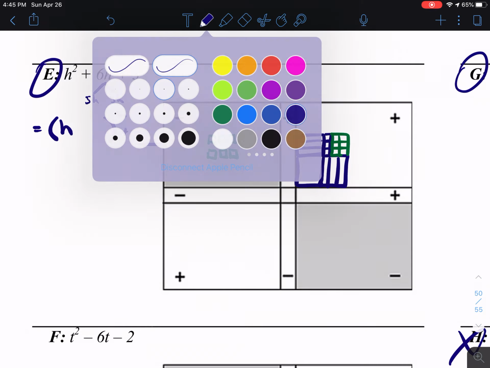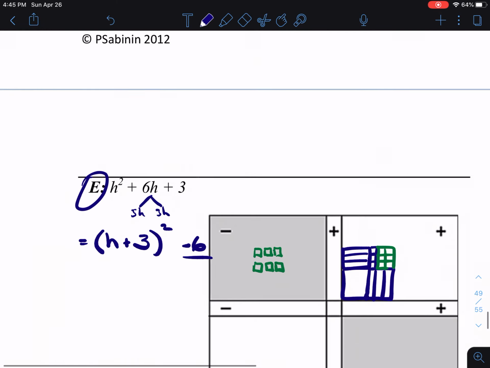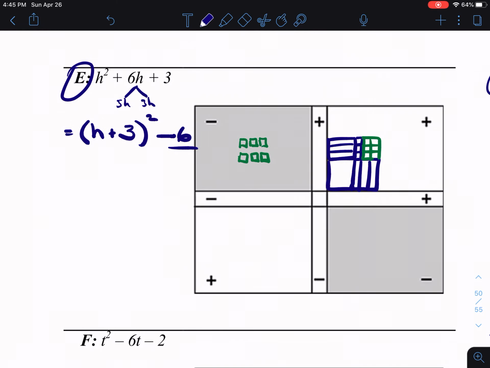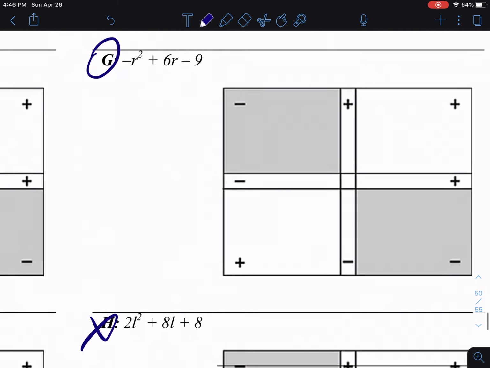So now we do have it in a form where we have a square and some loose ones. So what's the size of the square? The size is h plus 3, right? And it is a complete square. And then we have a minus 6. And that's our completed the square form. All right. I'll let you do F as well on your own, but we'll do G together.